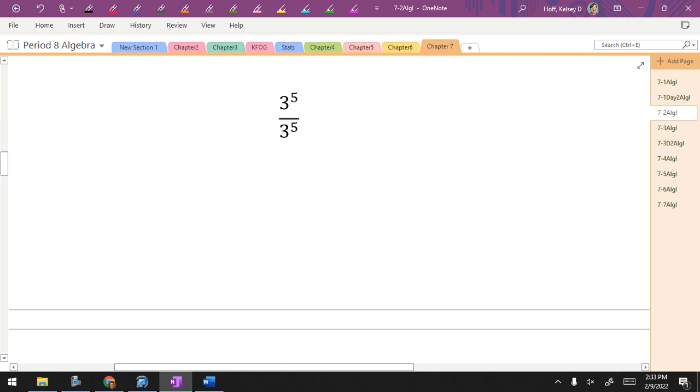Okay. 3 to the fifth divided by 3 to the fifth. Keep your base. What's your base? 3. Take your top exponent minus your bottom. What are your two exponents? 5 minus 5 is 0. 3 to the 0. So your answer ends up being 1.